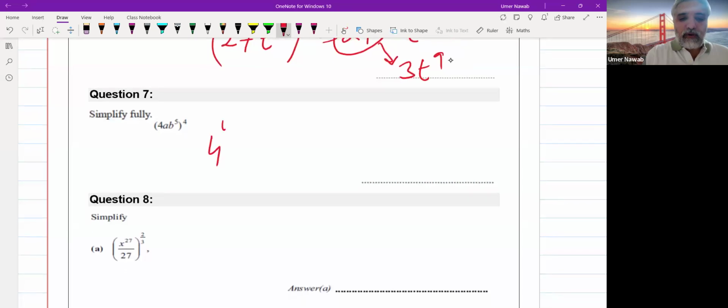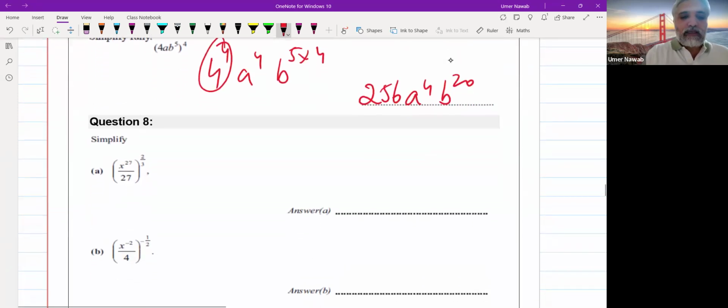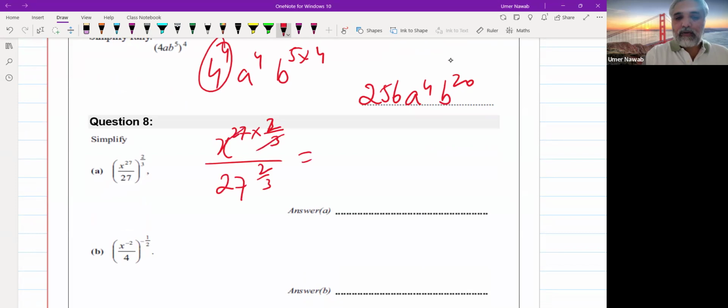Share the power: 4 raised to power 4, a raised to power 4, and b to the 5 times 4. So 4 raised to power 4 will give you, guys, 256, a power 4 and b power 20. Next is x power 27. I will share the power 2 over 3 with it, and 27 also 2 over 3 with it. Now 3 cancels with 27 and gives you 9. So 9 and 2 multiply, so x raised to power 18.